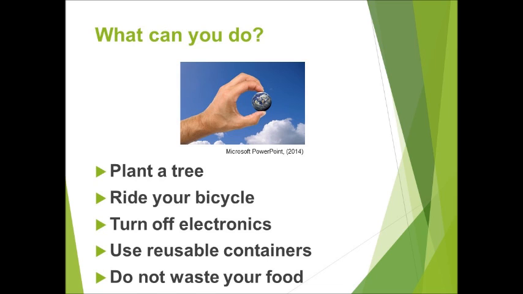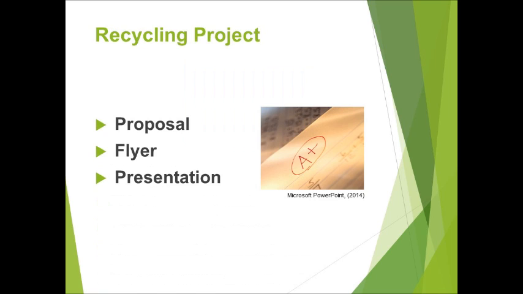Here are some things that you can do to protect our environment. Plant a tree, ride your bike to nearby places or walk instead of driving with your parents. Turn off your TV when you're not watching anything. Use reusable containers to avoid plastic waste, and don't waste your food.